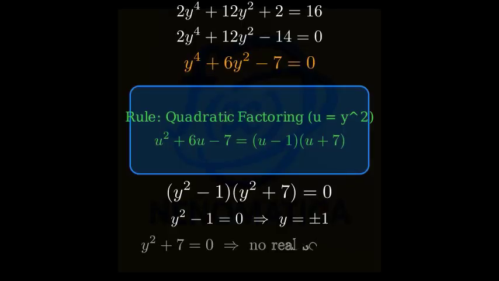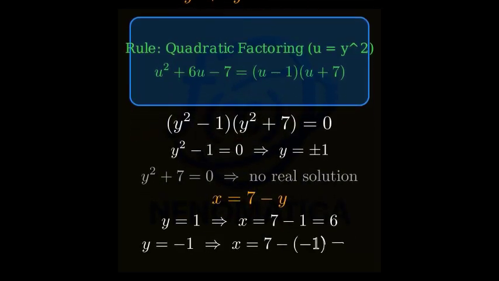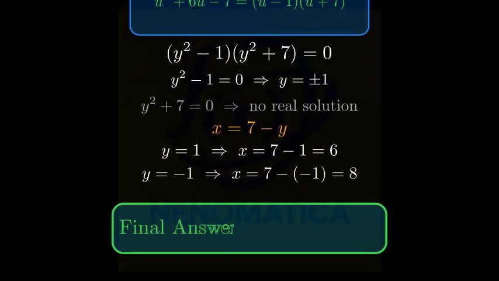So either y squared minus 1 equals 0, giving y equals plus or minus 1, or y squared plus 7 equals 0, which has no real solution. Finally, substitute back, using x equals 7 minus y. If y equals 1, then x equals 7 minus 1 equals 6. If y equals negative 1, then x equals 7 minus negative 1 equals 8. So the solutions are x equals 6 and x equals 8.